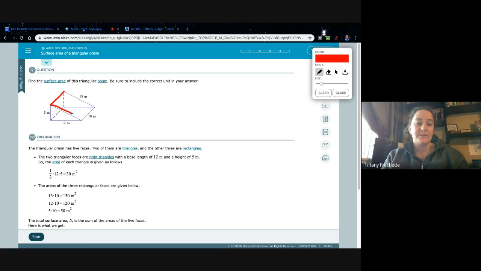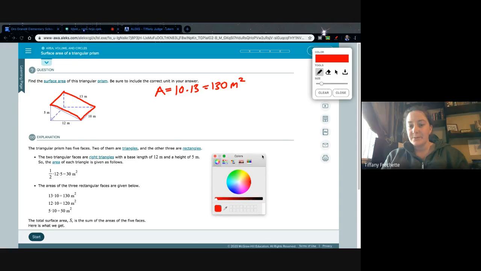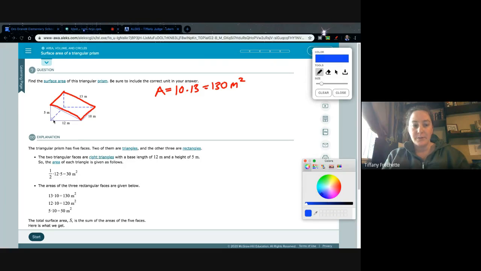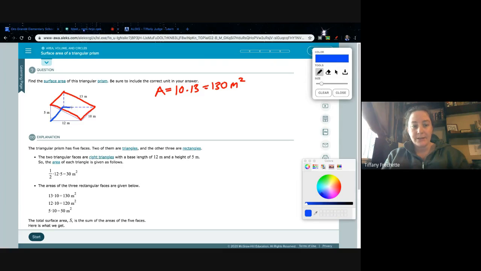So we have this rectangle in the front. For a rectangle, we find the area by doing base times height, because this is 10 by 13. So we'd have 130 meters squared for that red rectangle there. And then I'm going to switch my colors up so you can follow along with what I'm doing. So then there's a bottom rectangle here, like this.